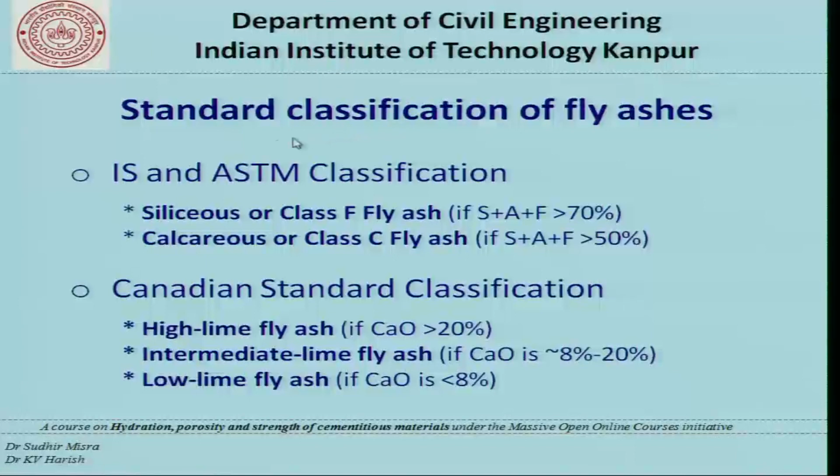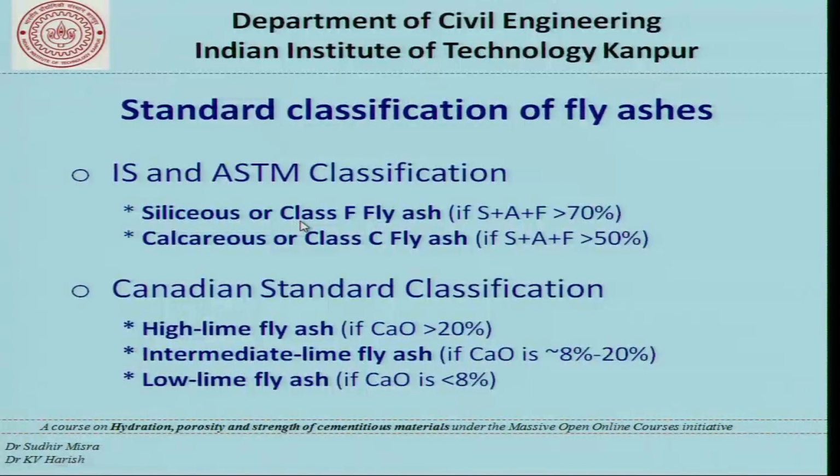Now, there are basically two classifications that are very popular. One is the ASTM classification, the other is the Canadian standard classification. Remember that each country will have its own classifications as well, but generally the ASTM and Canadian standard classifications are very popular in the world, and our Indian standard classification is more similar to the American standard classification. Our Indian standard classifies fly ash into two categories: siliceous fly ash and calcareous fly ash. In the case of ASTM, they classify into class F fly ash and class C fly ash.